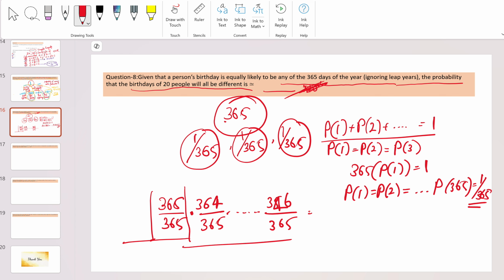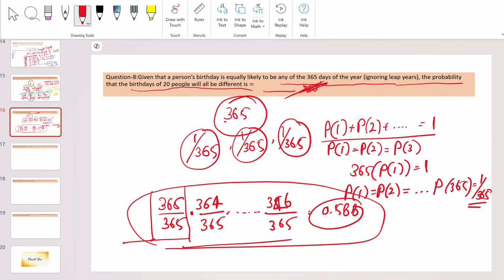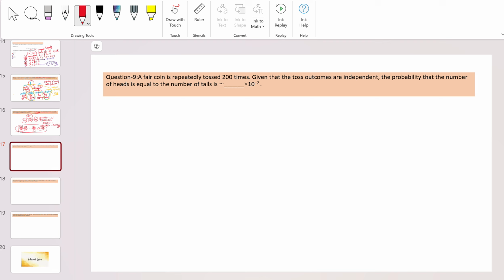And when you solve this, it will come out to be 0.588. Okay. So this is the probability of getting 20 birthdays which are all different from the others. Okay. Let's move forward and try to solve this.